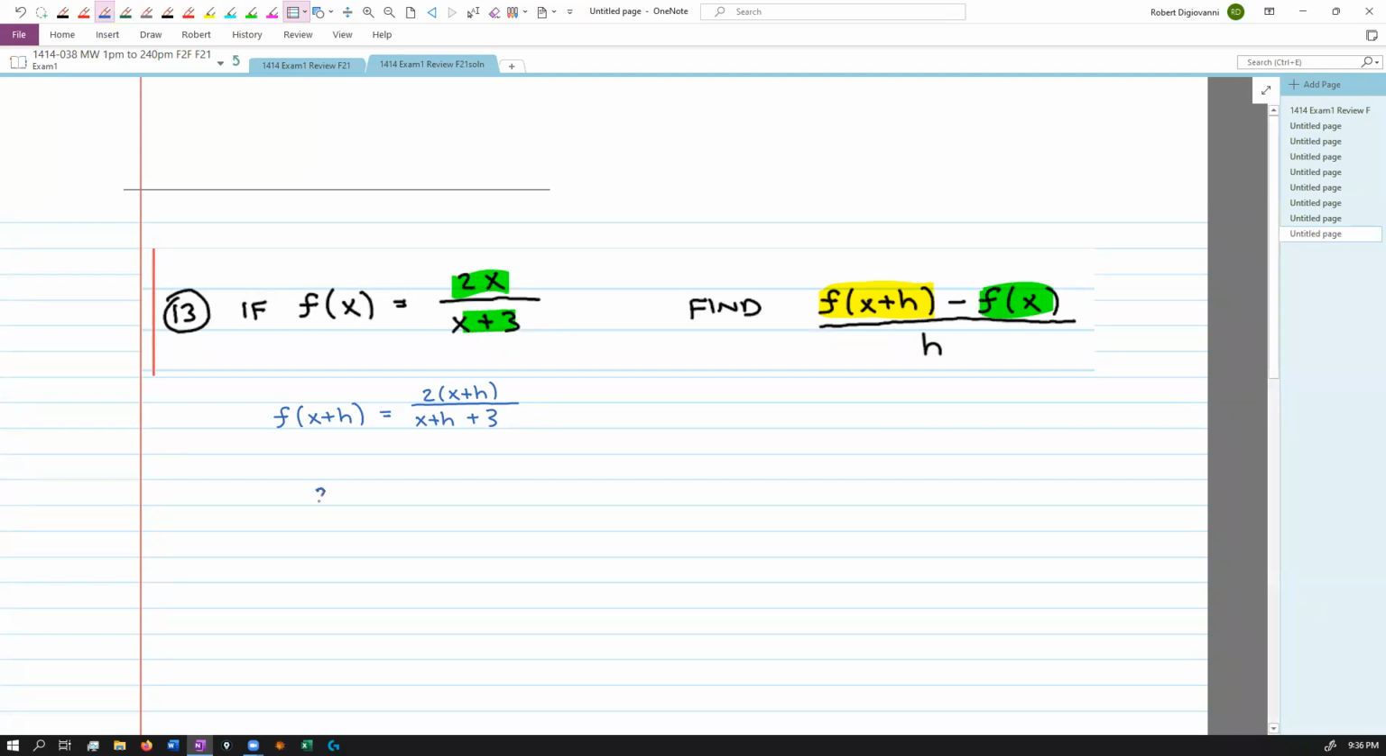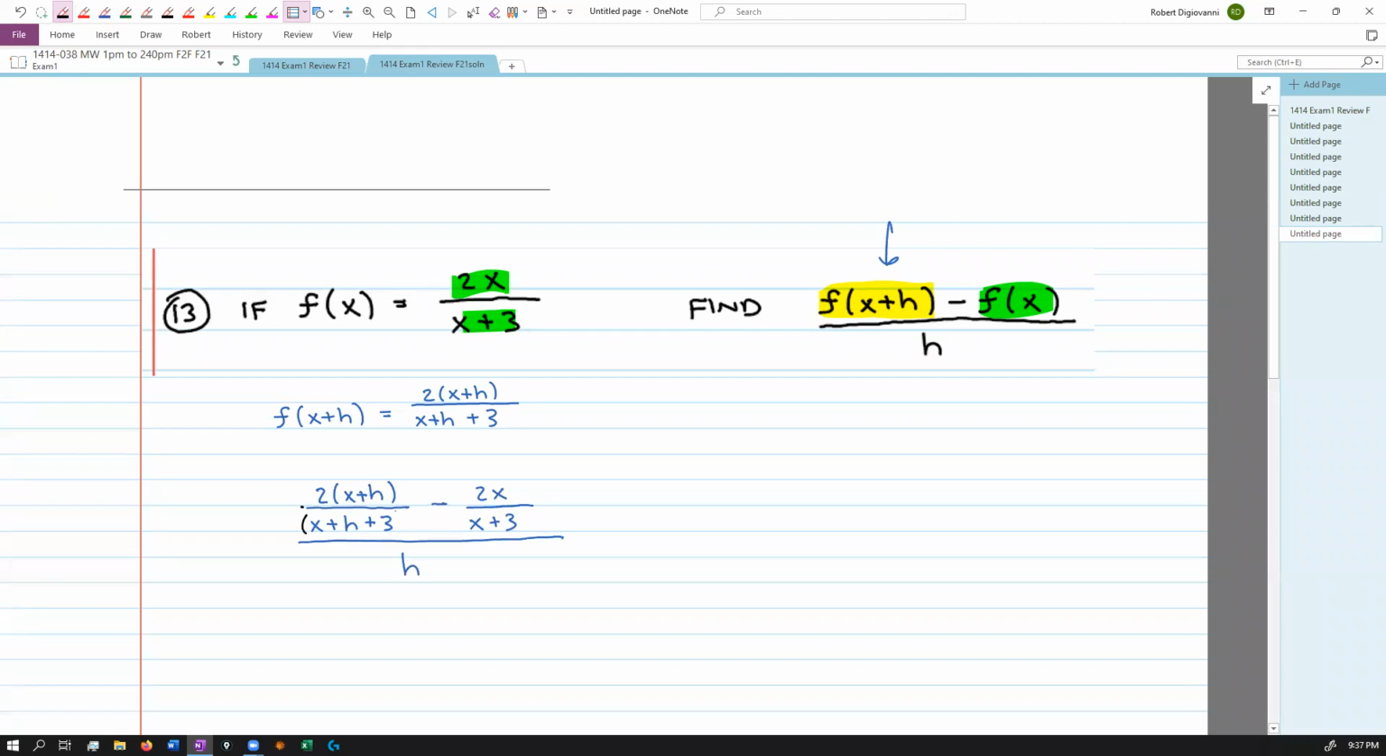Okay, let's write it out. 2 times x plus h over x plus h plus 3. That's just the top left corner there. Minus, now I don't really need to do a parenthesis because I'm subtracting the fraction f of x, and all of that over h. Now, ultimately, we want that h to cancel. So what we do when we see something like this is we get a common denominator.